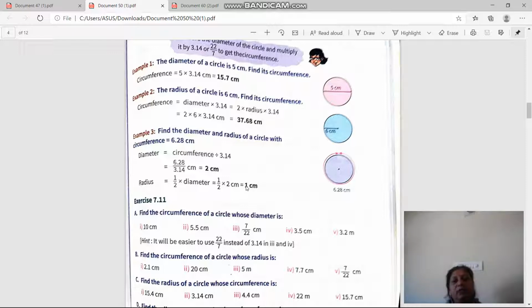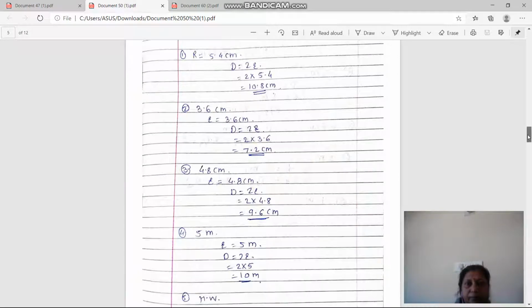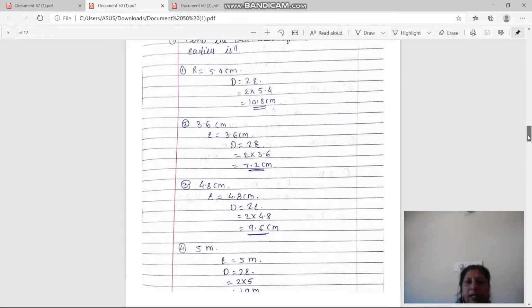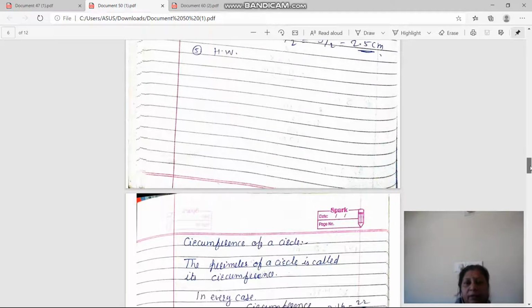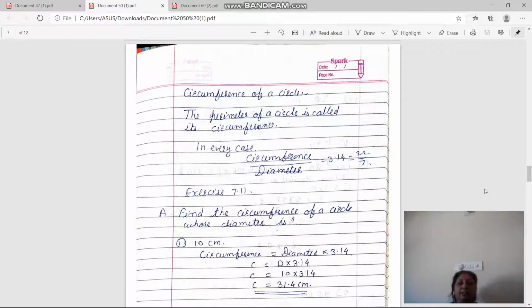Okay. Now let's solve the exercise 7.11. I think we have completed 7.10. Fine. We will start now 7.11. First of all, we see the definition and the formula. The circumference of a circle is the perimeter of a circle. Okay. So in every case, circumference upon diameter is equal to 3.14, equal to 22 upon 7. Get it?